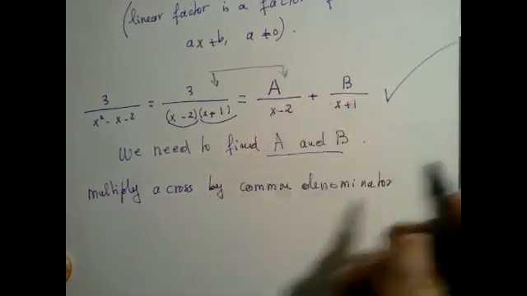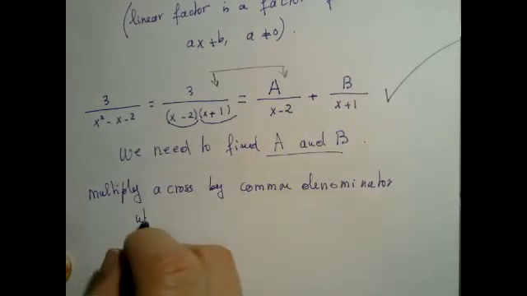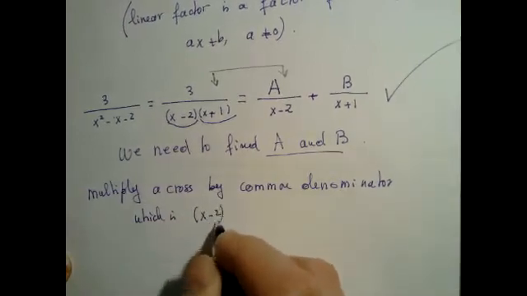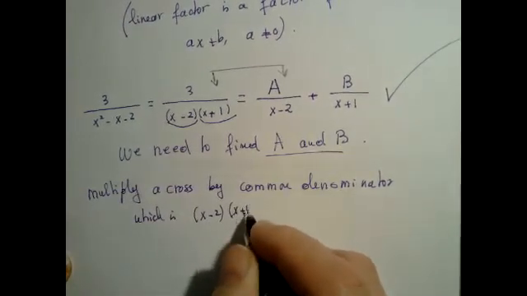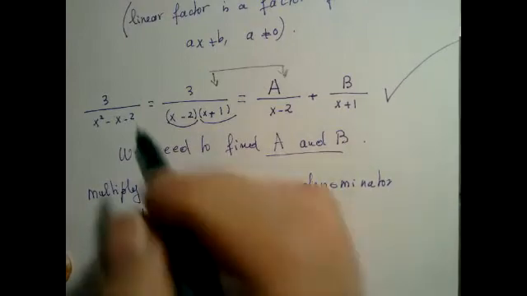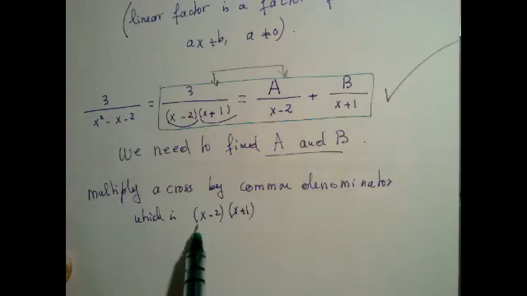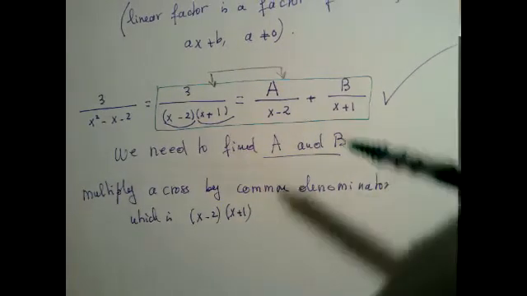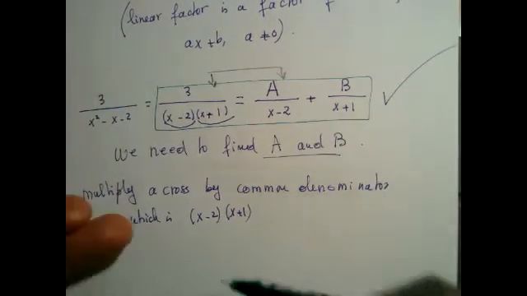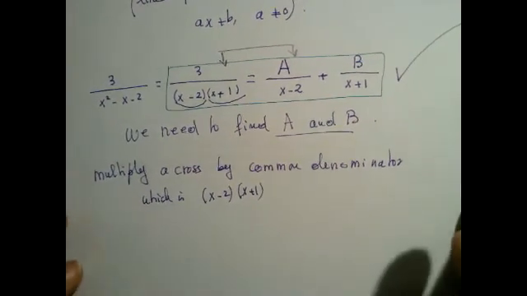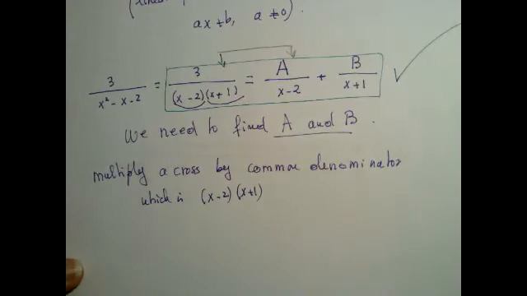The common denominator, which is x minus 2 times x plus 1. Okay, so what I'm saying is that I'm going to take this piece right here and multiply across by that. Since math tells me those are equal, then fine, I can multiply and they are still equal. That's what a theorem in math tells you.